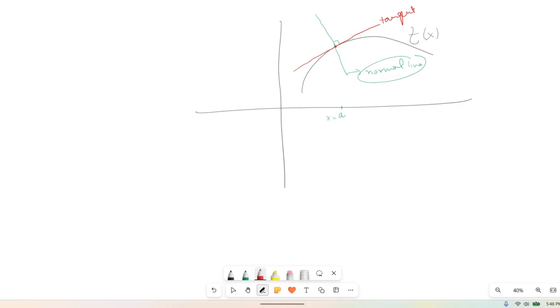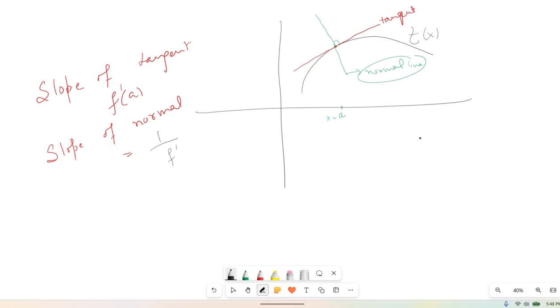Now we know the slope of the tangent. We know how to find it by now, f prime of a. But the slope of the normal would be equal to the reciprocal of the slope of the tangent because it's perpendicular, but with a negative sign. That's how you're going to remember that. Slope of the perpendicular line or the normal line at that point would be the reciprocal of the tangent slope with a negative sign.